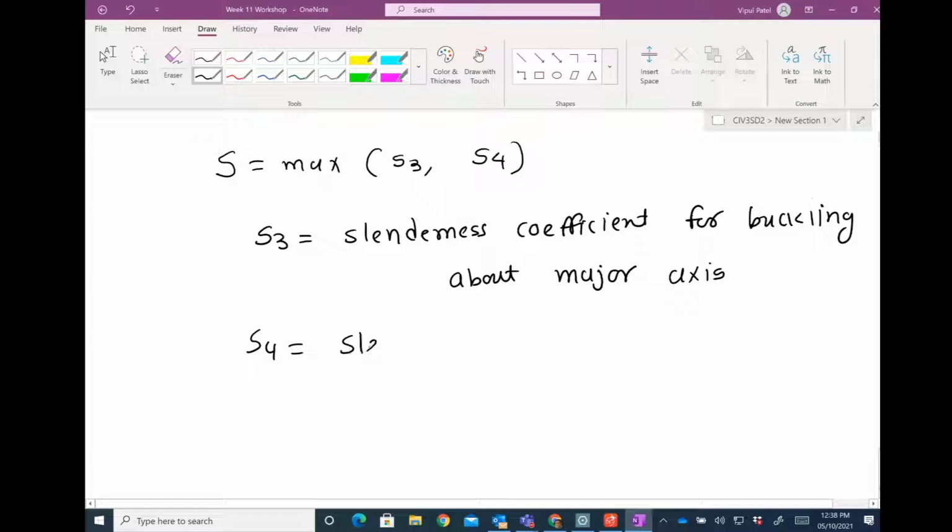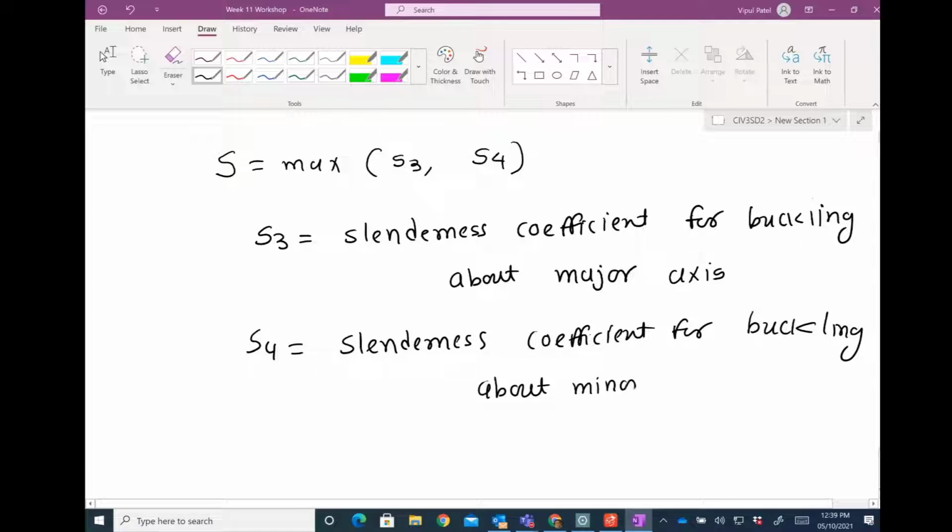S4 is the slenderness coefficient for buckling about minor axis. Now what is that major and minor?